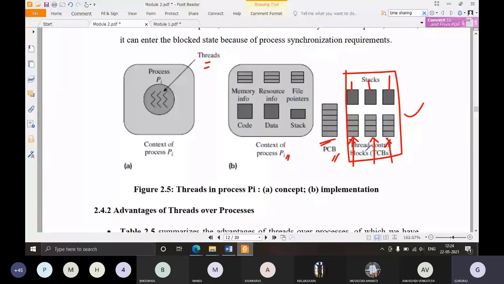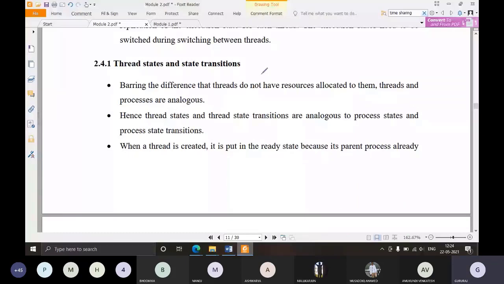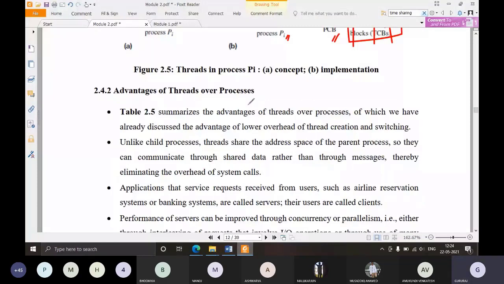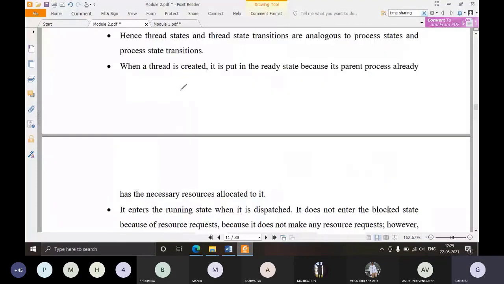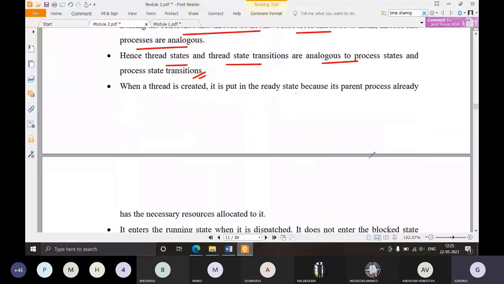The same thing is explained here: thread states and state transitions. How the process state transitions are made, in the same way threads also do state transitions. So no more difference here. The difference is that threads do not have resources. Threads and processes are analogous, so the process transition is the same as the thread transition. Since threads do not have separate resources, thread states and thread state transitions are analogous to process state transitions. The same thing which we already discussed.